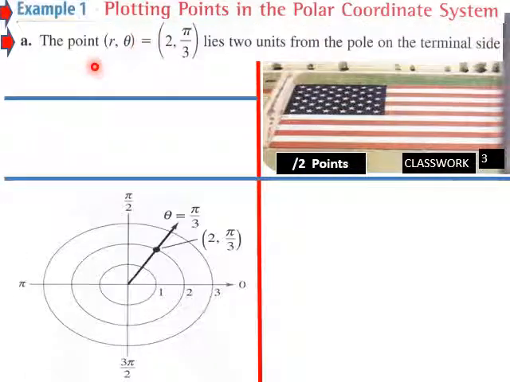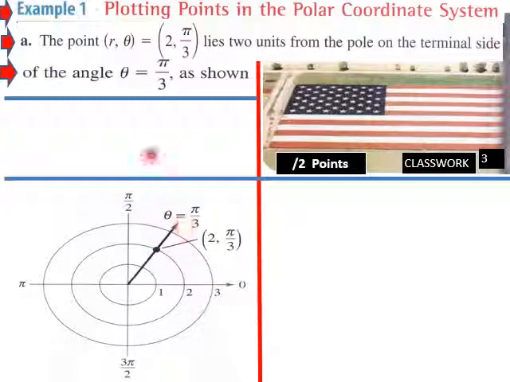So, plotting points in the polar coordinate system. A, the point (r, theta) equals (2, pi over 3) lies 2 units from the pole, which is here, on the terminal side of the angle. This angle here, pi over 3, is measured from this axis to where our coordinate is here. The angle theta is pi over 3. So the terminal side is pi over 3 here, which is a 60-degree angle.